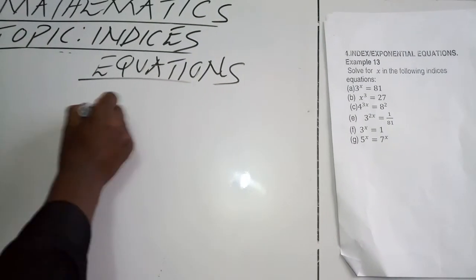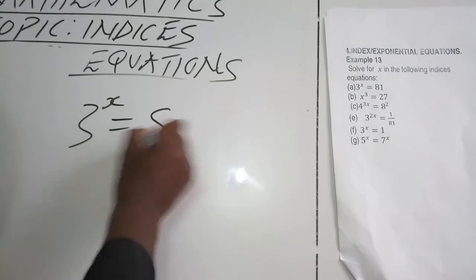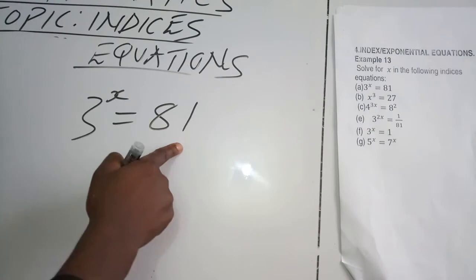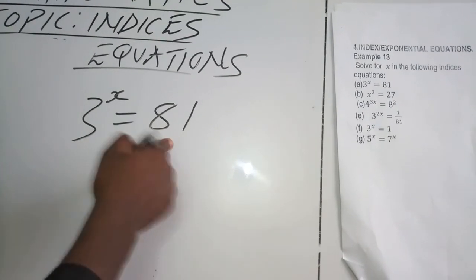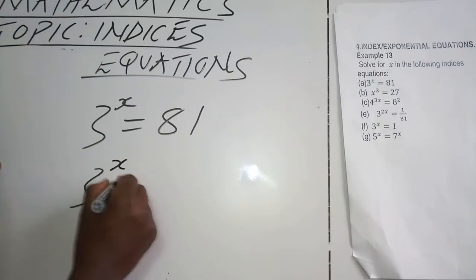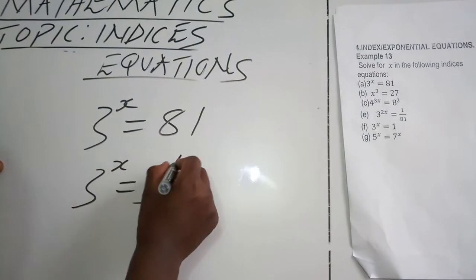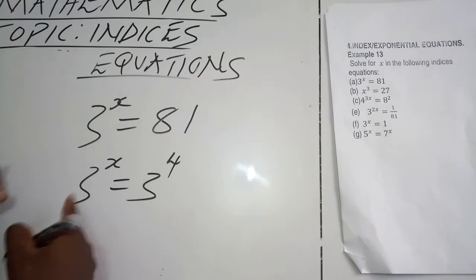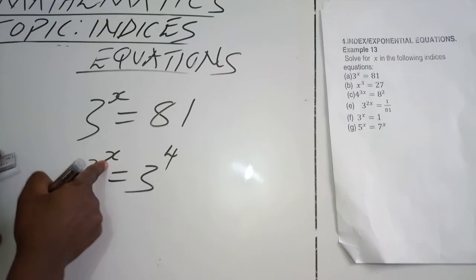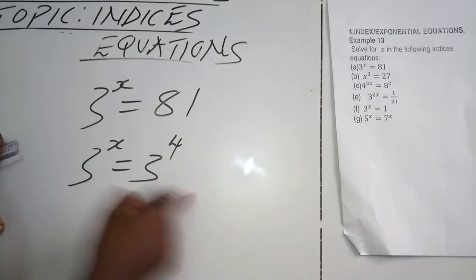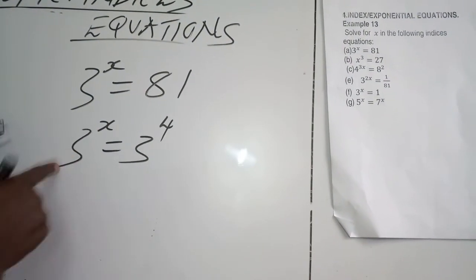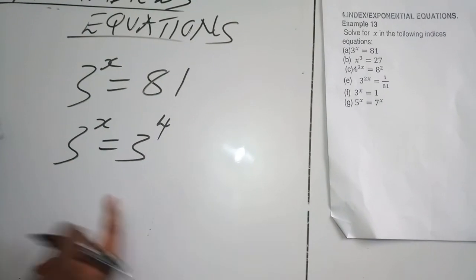We have 3 power x is equal to 81. So what do you do here? Express both numbers in terms of a similar base. So I'm going to use the base which is on this side, which is 3. So 81 in terms of base 3 will be 3 power 4. Given such an equation, logically speaking, the only value which will make sense here to make the equation hold should be 4. If I put any value which is not 4, this equation will not hold. So this is the argument we use.